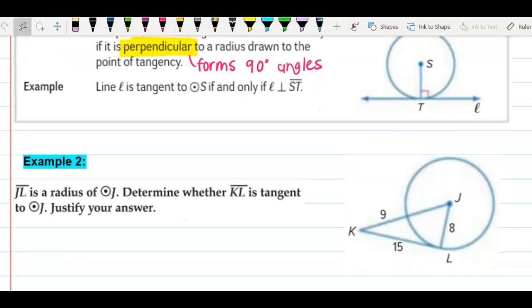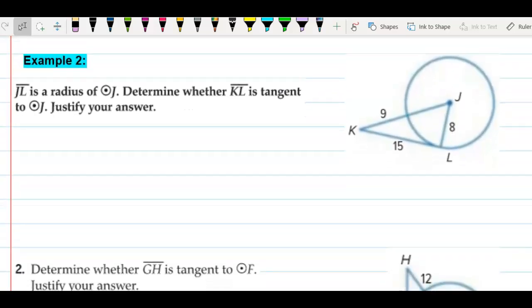If this is our picture, it says JL is a radius of circle J. We want to determine whether KL is tangent to circle J. Justify your answer. If we want this to be a tangent line, we need to show that KL is perpendicular to JL. We need to see, is L a right angle? If I assume that L is a right angle, then I've created this triangle, in hopes that it's a right triangle.